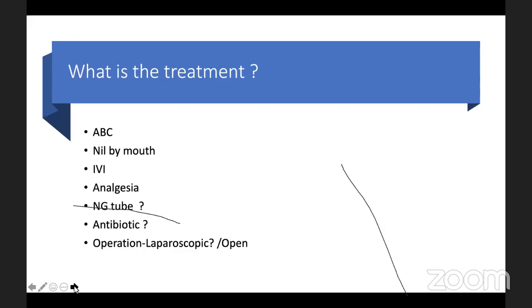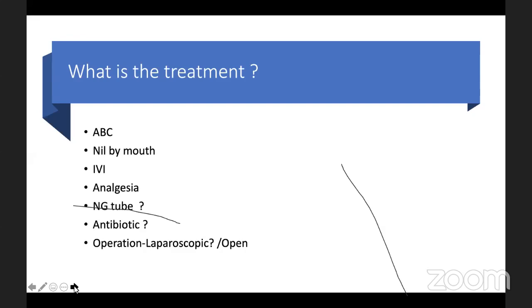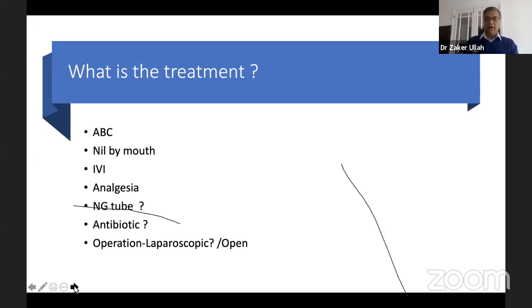If the hospital and the surgeon are expert, if we have expertise, then we can go for laparoscopy. Okay, laparoscopy, key operation. In our setting, we traditionally do conventional open laparotomy. Fine, absolutely fine. So what do you do in open laparotomy?